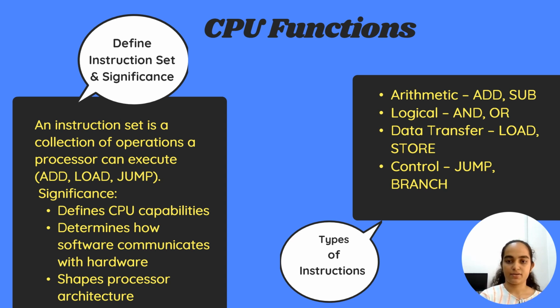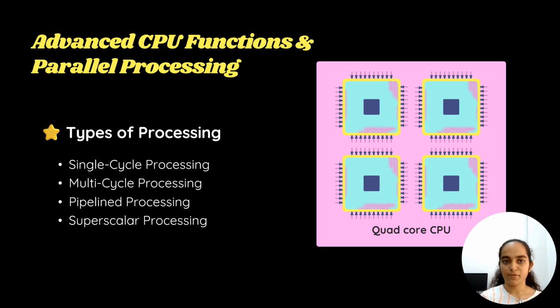Next, types of instructions: arithmetic, logical, data transfer, and control. Types of processing. There are several types of processing techniques used in CPU design. Single cycle processing: each instruction completes in a single clock cycle. This is simple but requires a slow clock. Next, multi-cycle processing. Instructions are broken into multiple small steps, allowing flexibility and better performance.